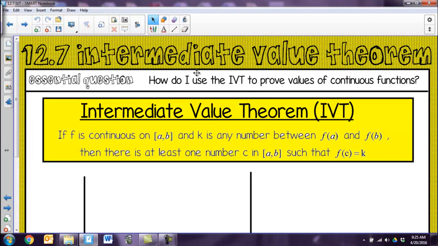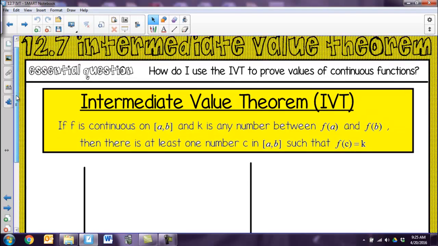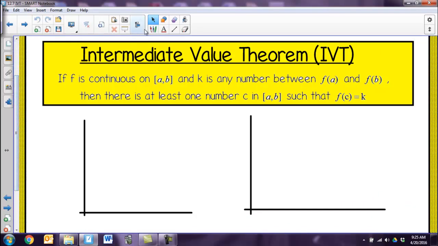So this is the intermediate value theorem. It says if f, the function, is continuous on some interval a to b, and k is any number between f of a and f of b, then there is at least one number c in that interval such that f of c equals k. And I think it's a lot easier to see this when it's drawn out.